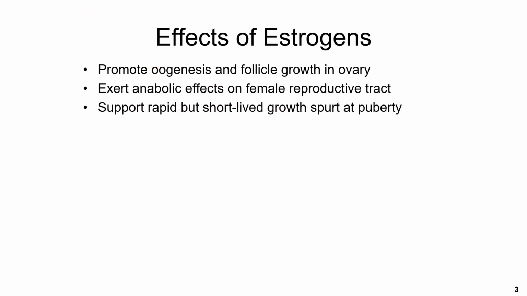So from that slide, you saw estrogen as one of the hormones from the ovaries. The functions of estrogen: it produces or forms eggs or ova. It grows the follicle in the ovary. It has anabolic effects. Again, anabolism is building tissue. It also plays a role in the growth spurt, which happens at puberty.